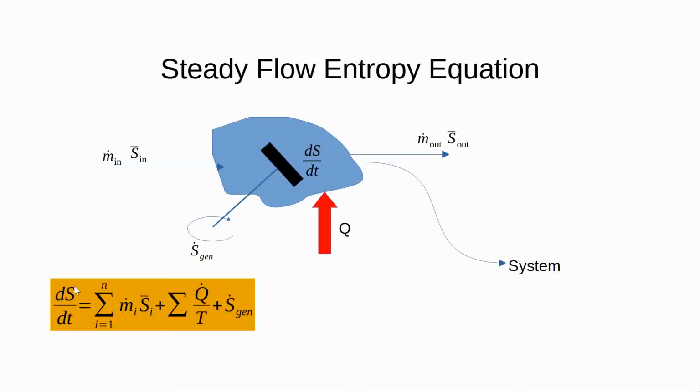We can therefore say that the change in entropy of the control volume per unit time is nothing but the summation of all the flows and their specific entropies going in and out, and adding all the heat flows given across the boundary to the control volume over the temperature at which the heat is given, and the entropy generated within the control volume.